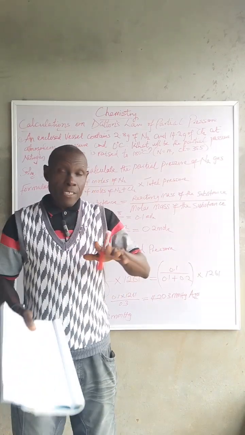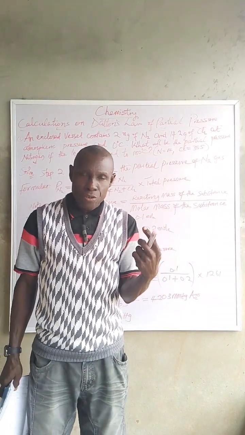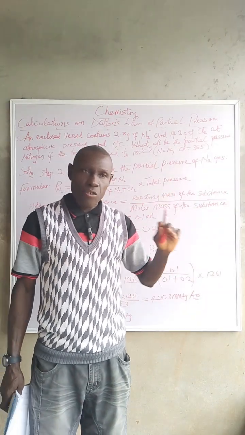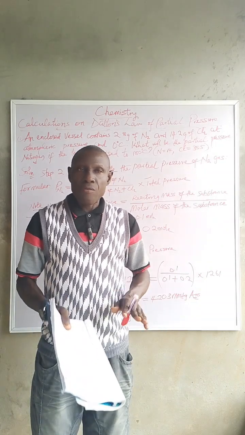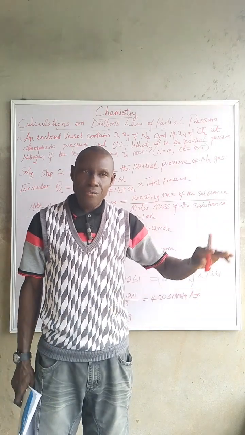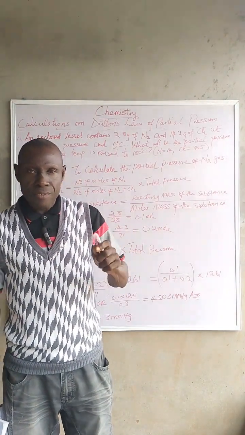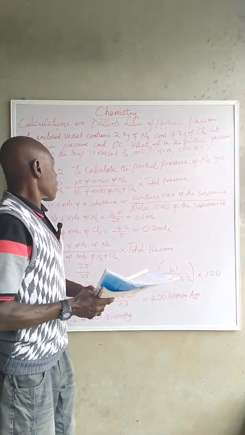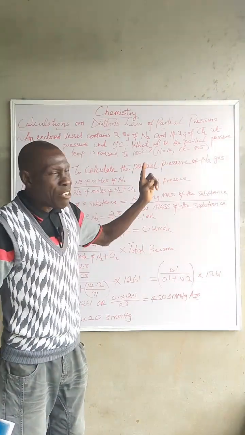The first part we solved was the final pressure, which is the total pressure of the gas. In the first lecture, we used the general gas equation, where we solved the pressure of the gas mixture, and we got the answer as 1261. Now, the second part is that we should calculate the partial pressure of nitrogen gas.